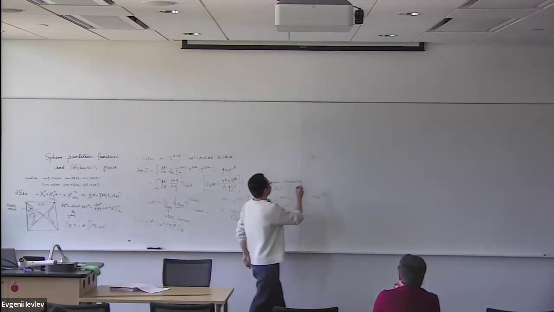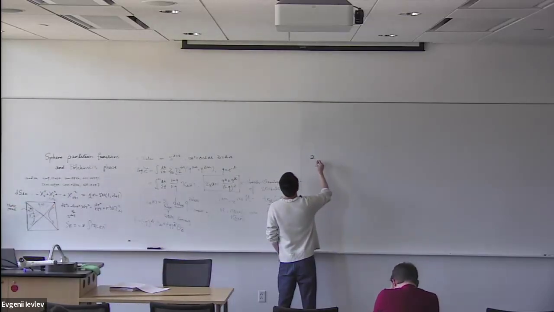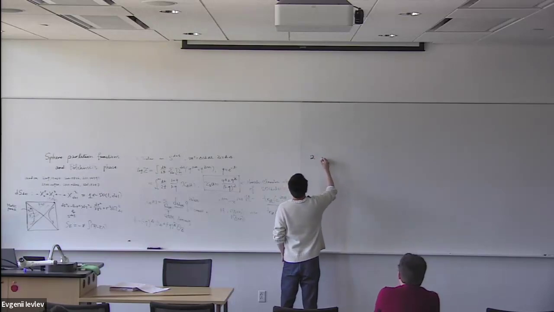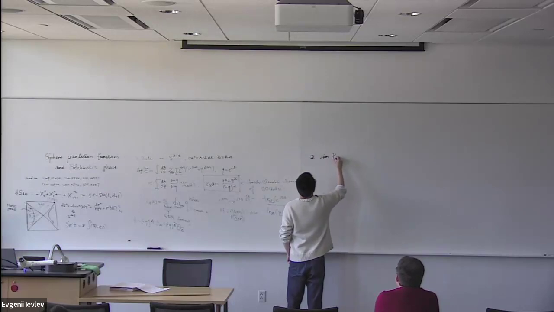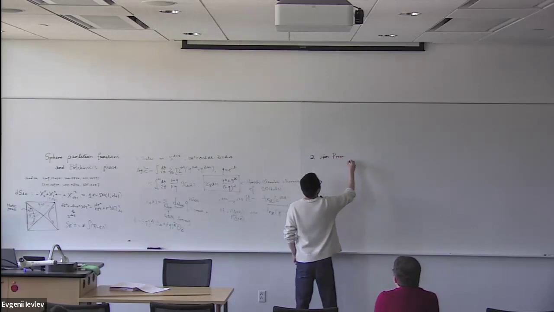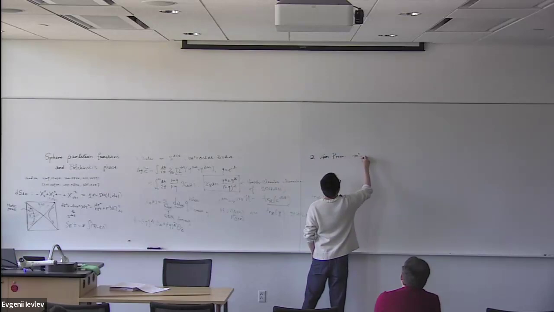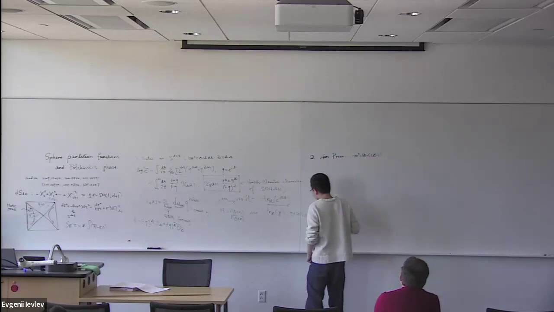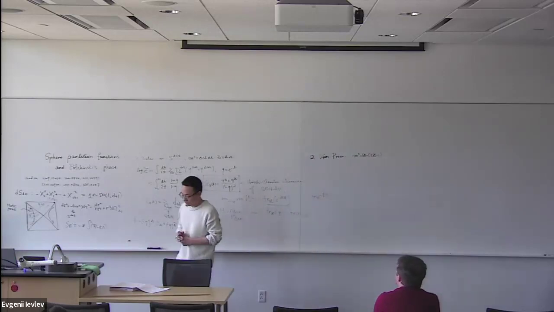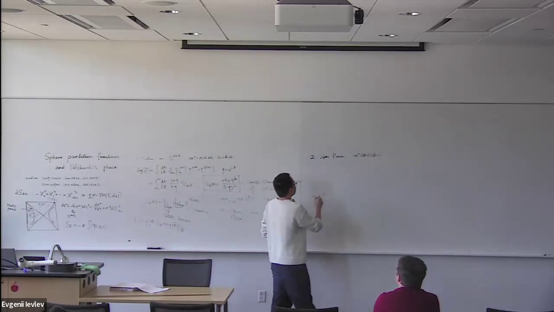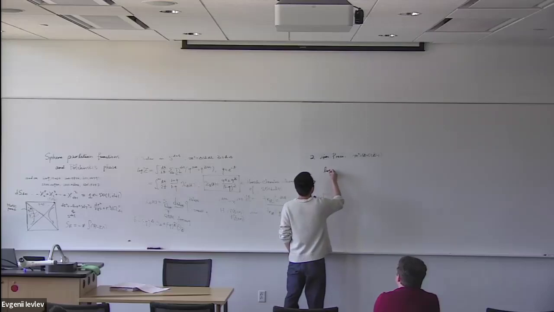Next example is a bit less trivial. Is a spin one field? I think it's a Proca field, with mass m squared, and the parameterization is this one. That's how you parameterize that mass. And you can do the same calculation.